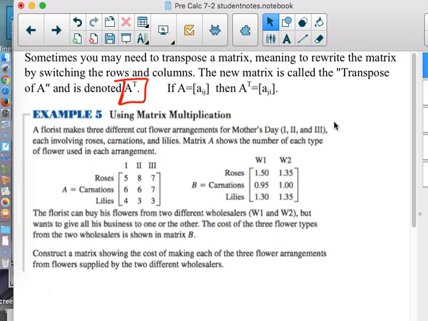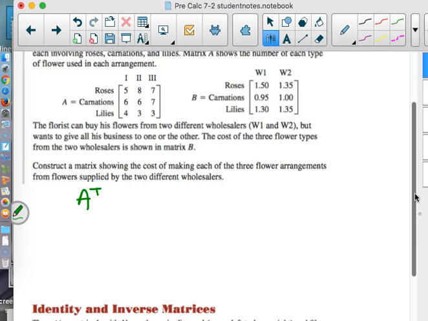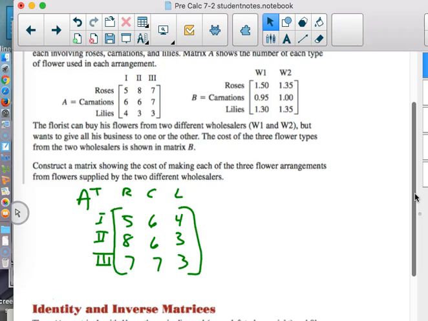It does. So we could transpose that first matrix, and we'll just call that A with a T right there. And I'm going to go ahead and put the labels and everything on there. So roses, carnations, and lilies, and 1, 2, and 3. And all we do is take the rows and make them columns. So instead of row 587, this will be the column 587. Row 667 becomes the column for carnations, and then lilies 433. And then I'm going to bring that other matrix down just like it was.